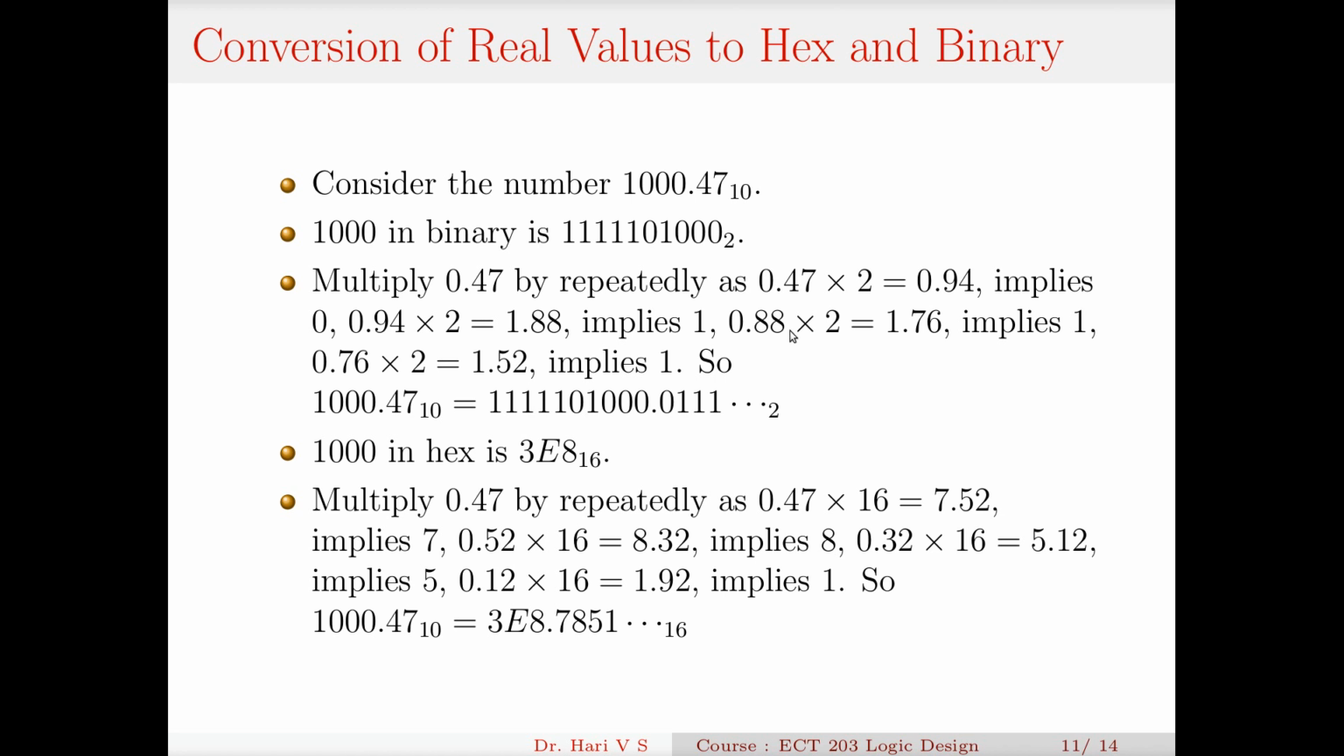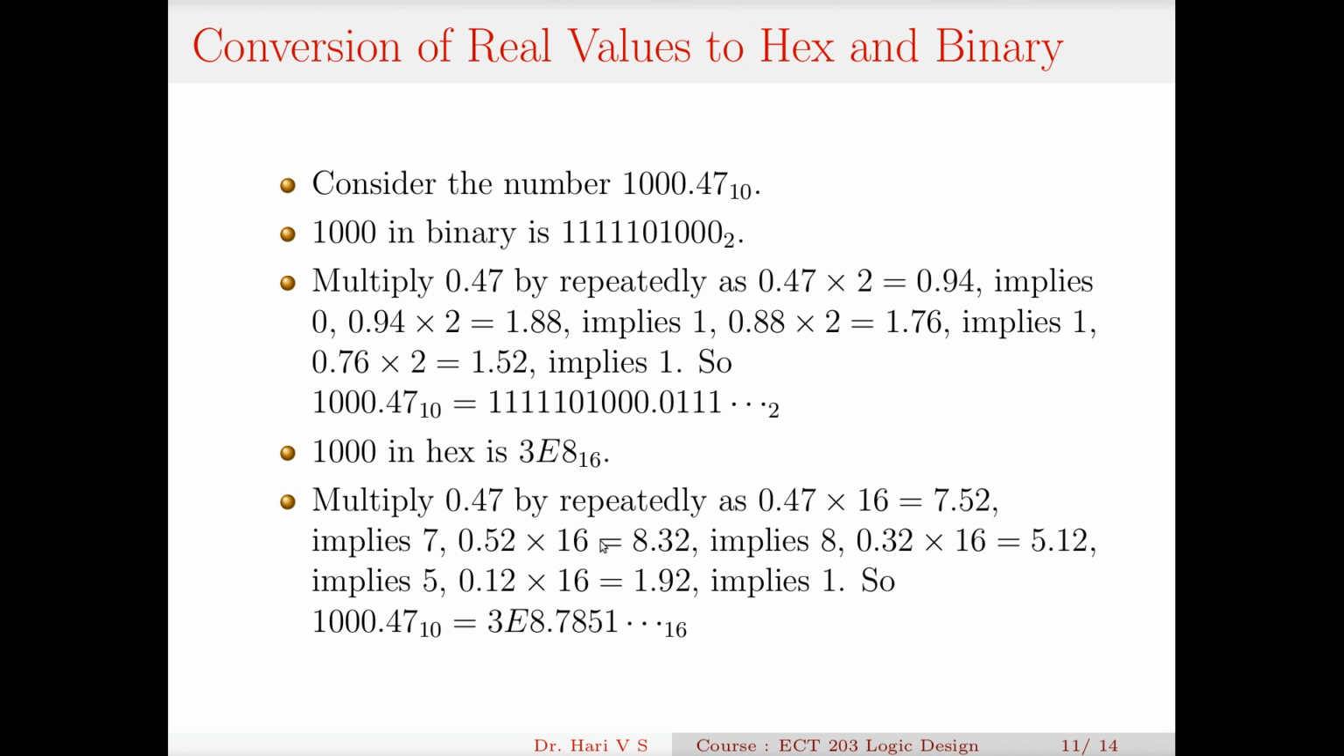And 0.88 you multiply by 2, again it becomes 1.76. This implies a 1 here. Okay, so next is 0.76 into 2, that's 1.52. This 1 comes here. So 1000 in hex, if you look at this number, is 3E8. So for 0.47 you multiply repeatedly by 16.